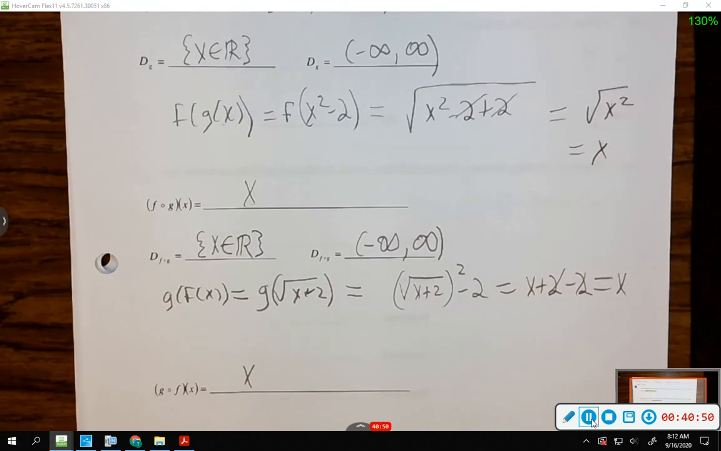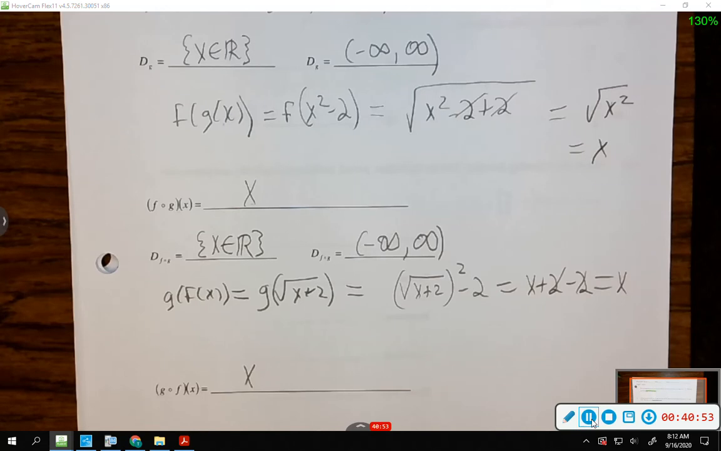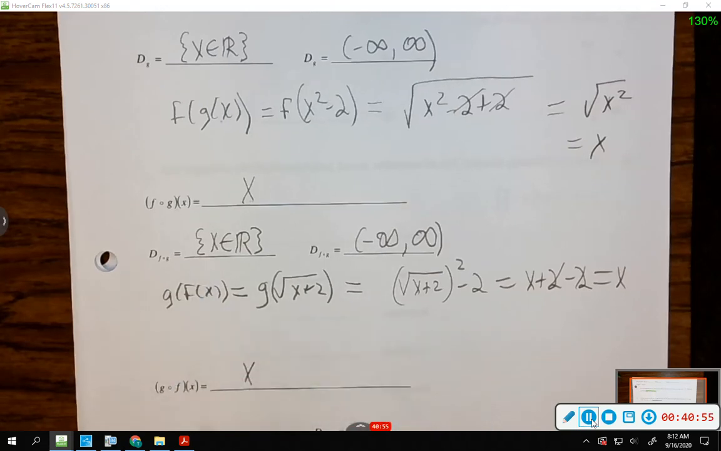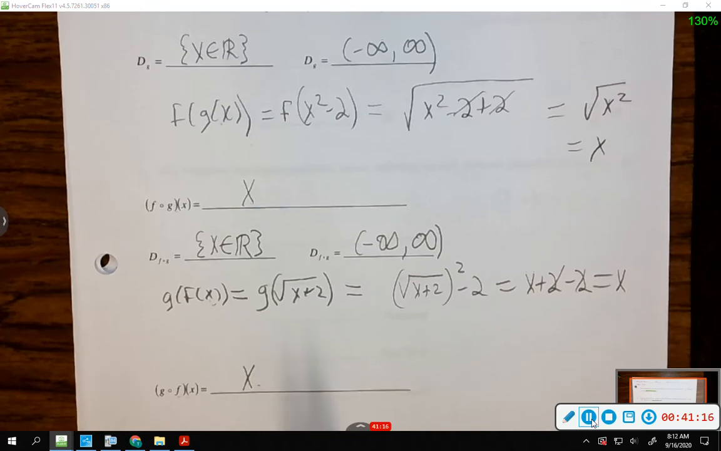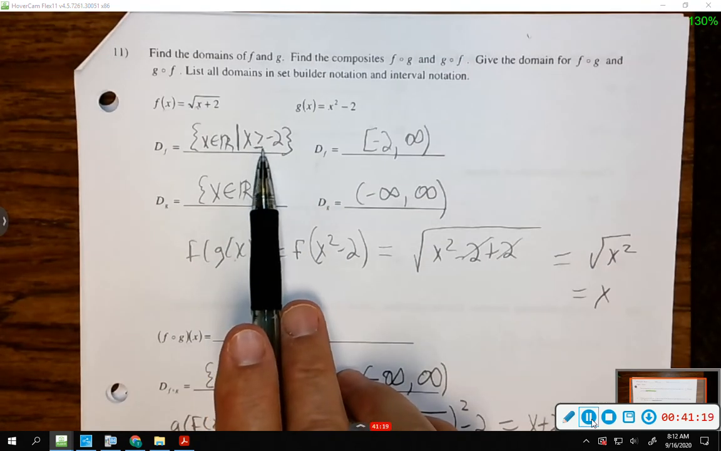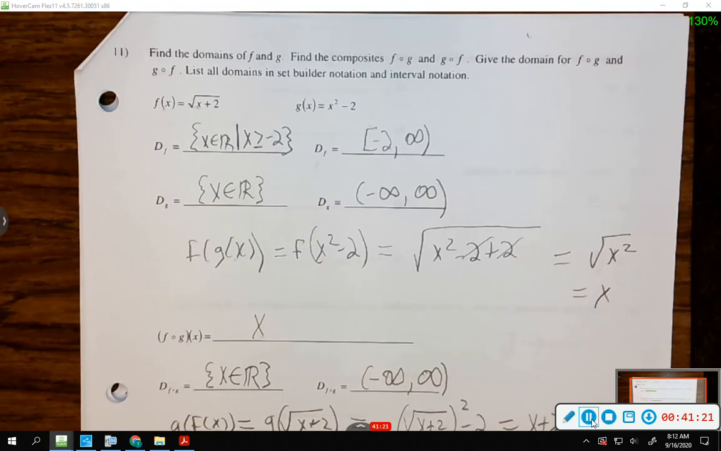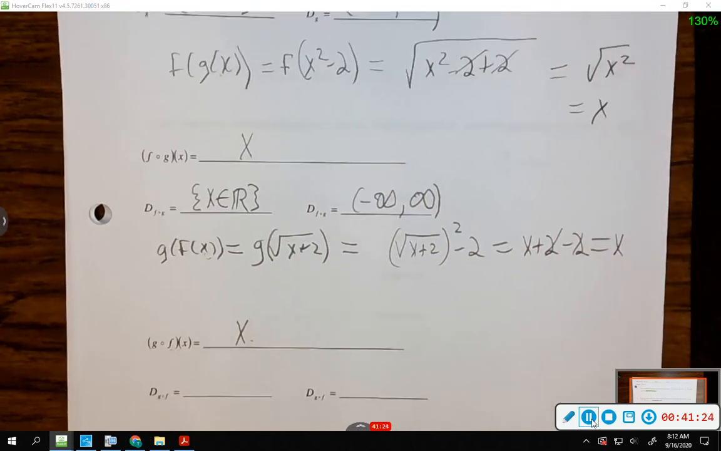Here's the tricky part. This is going to happen on the test. One of the domains for the composites, I'll tell you right now, is going to be restricted. You have to be able to identify which one it is. The domain looks like it's just all real numbers, but we have to check the domain of the interior function, f of x. Did f of x have a more restrictive domain? Yes. The domain of f was x had to be greater than or equal to negative 2. So our composite has to take on that more restrictive domain. You only have to check the interior most function.